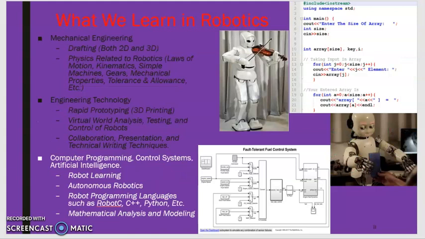Computer programming, control systems, and obviously artificial intelligence. We talked about programming before. Artificial intelligence is just complicated programs that allow the program in a robot to act as if it was human intelligent. We learn programming languages such as Robot C, C++, and Python. We also do comparisons to Fortran and assembly. We can make robots learn information and be autonomous, meaning they run on their own. We also do, like I said, mathematical analysis and modeling of our systems, of the robots, of the sensors, and of what they perceive in their environment.